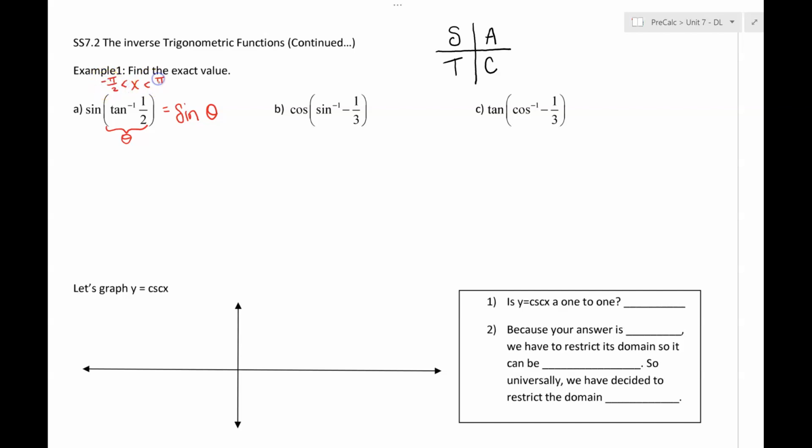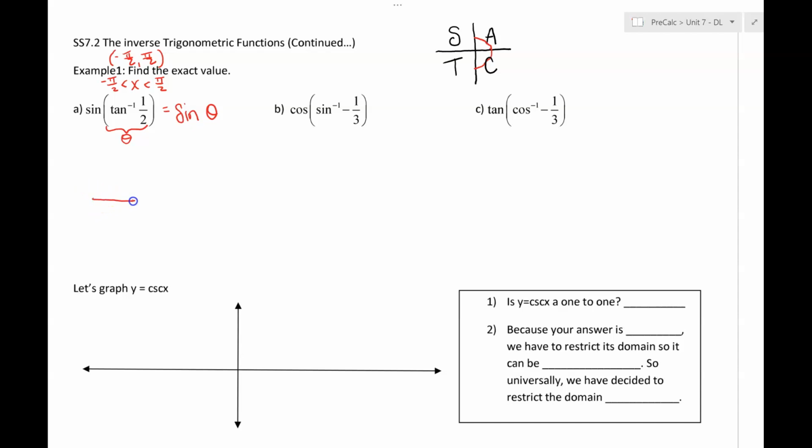between negative pi over 2 and pi over 2. And the reason that it is not an equal to is because there are asymptotes at pi over 2 and negative pi over 2. So we say that it's from negative pi over 2 to pi over 2 non-inclusive. Okay, so inverse tangent of 1/2, that's positive, so we're in the first quadrant.